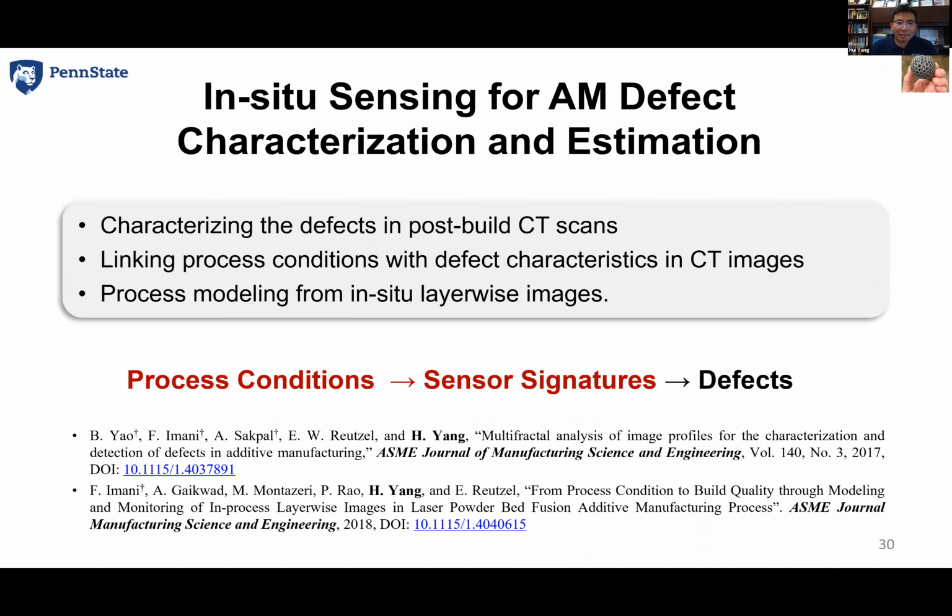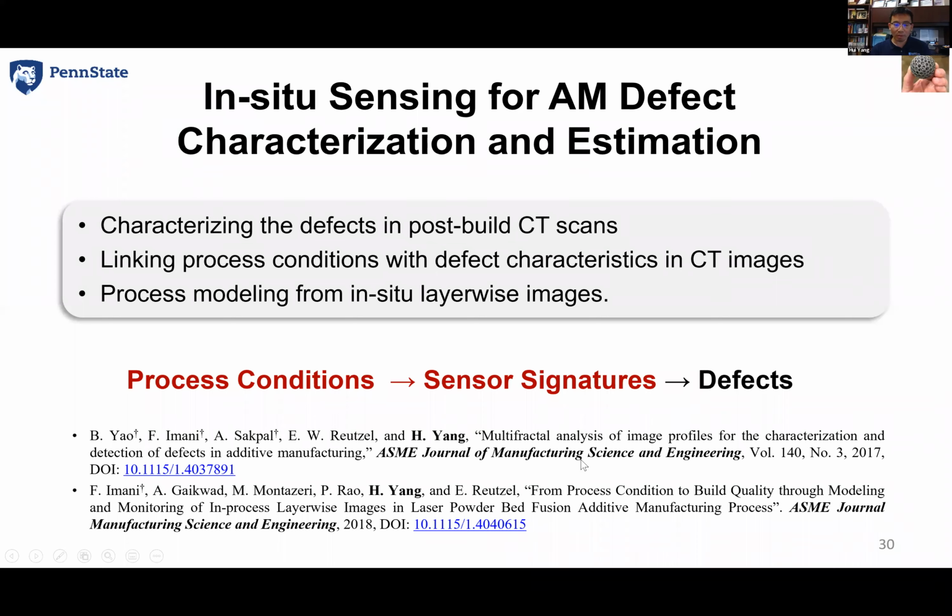Now let's have a look at the in situ sensing for AM defect characterization and estimation. So we can characterize the defects in the post-build CT scans. You can also link the process condition with defect characteristics in the final build. And there is also process-level, in situ modeling, in-process modeling from the layer-wise image. So we want to build the connection between process conditions, sensor signatures, and the defects. This work is summarized in these two papers.